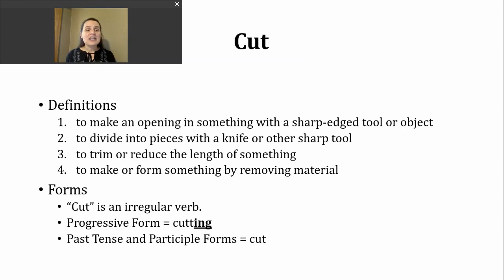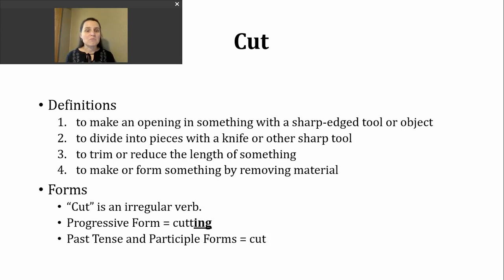For this particular definition, I think of cooking and the fact that I might cut some potatoes or cut some carrots into pieces to later cook. A third meaning for this verb cut is to trim or reduce the length of something. So with this, the point is not so much that you are creating different pieces, but that you're really trying to shorten something. A fourth way we use the verb cut is to make or form something by removing material.